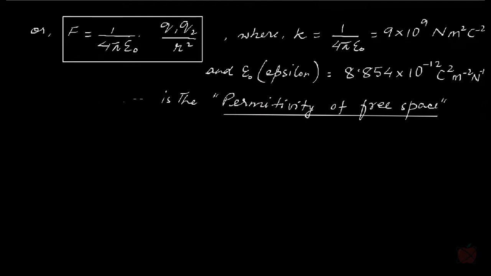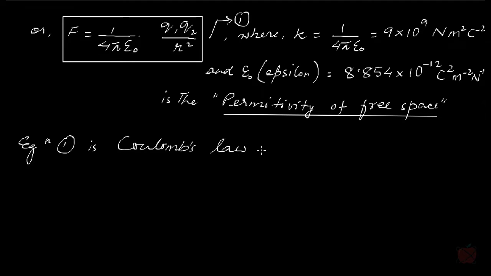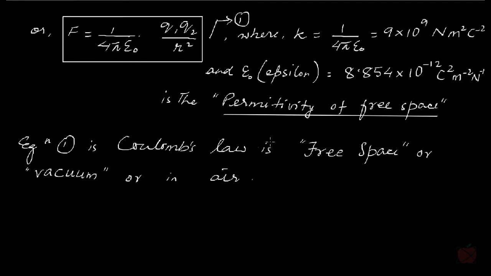Got it? Now let's call this equation 1. Equation 1 is Coulomb's law in free space, in vacuum, or in air. So if you are asked to write Coulomb's law in free space or in air or in vacuum, then this is the expression.